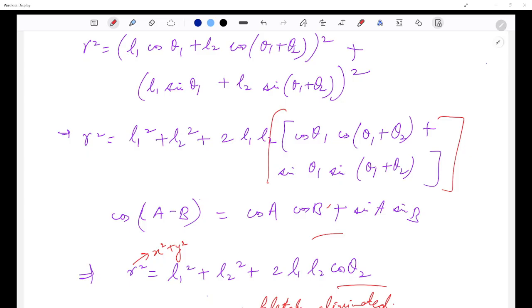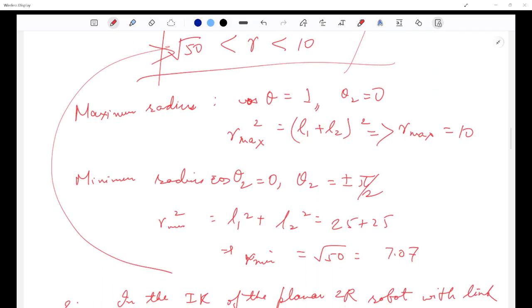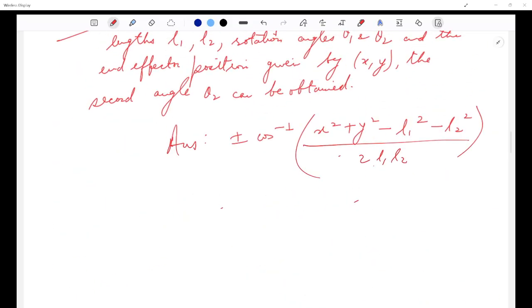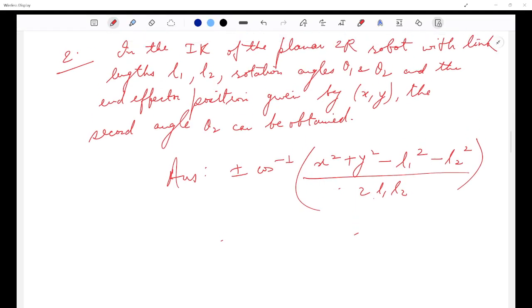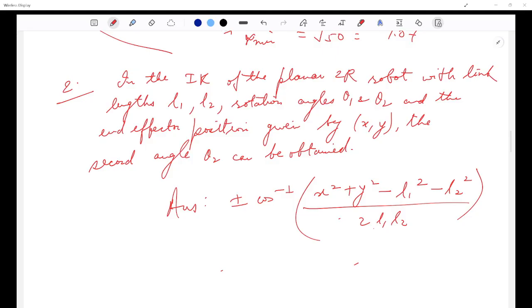You don't have to do anything, but still I would suggest you to go through it, explore every step and do it and see where the plus minus sign is coming in. Is there some confusion? And you'll get plus minus because there are two configurations, elbow up and elbow down. That is the only reason why you'll have two answers coming in. All right.